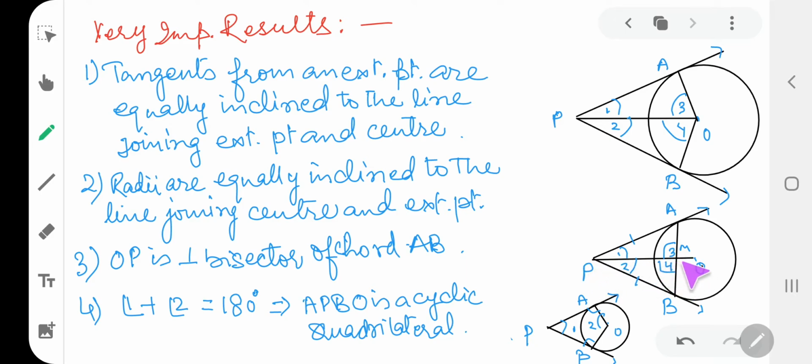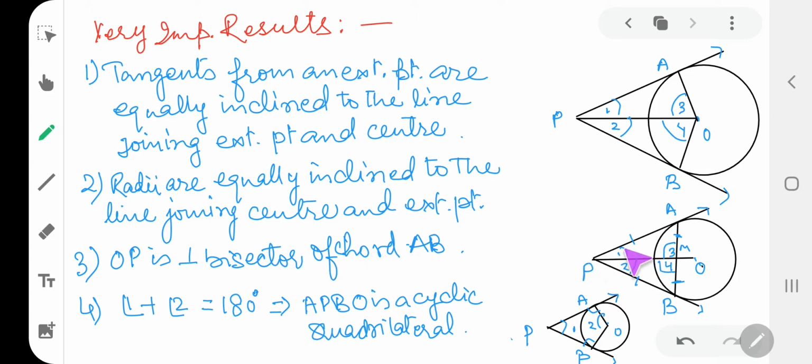So we can say that this line OP is perpendicular to AB, and since we have proved these two triangles are congruent, we can say that AM is equal to BM. So again we got a very important result: OP is the perpendicular bisector of the chord AB. This question can also come in your exam, to prove that OP always bisects the chord formed by joining the two points of contact.